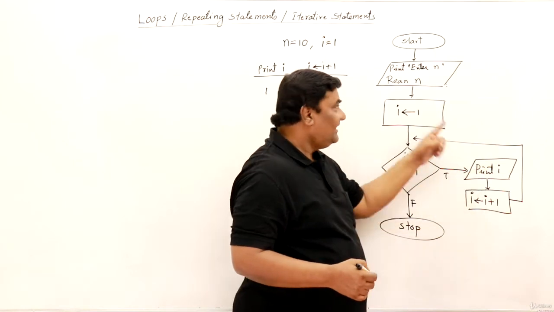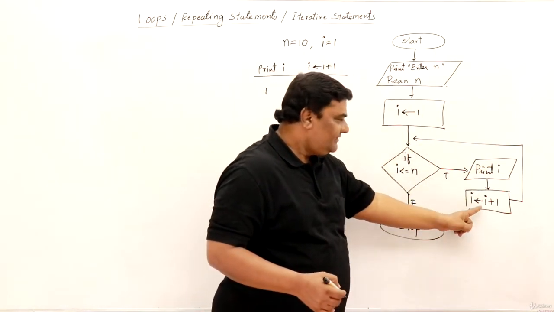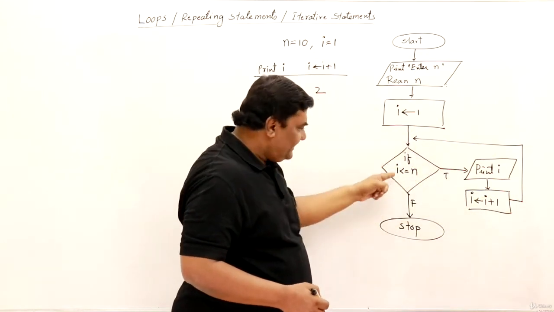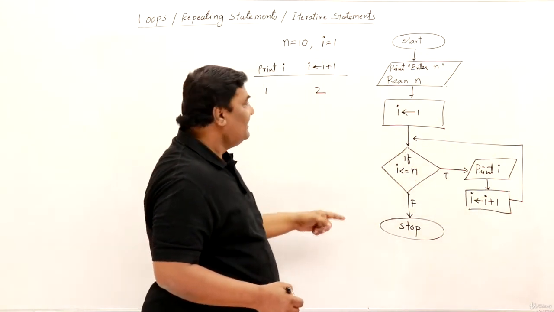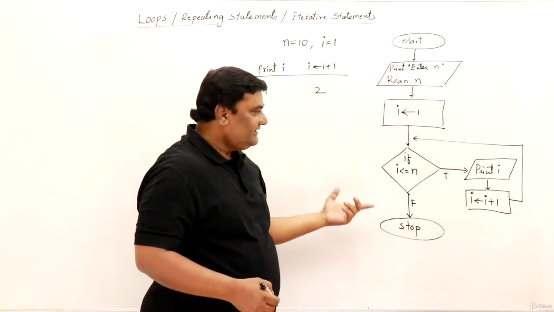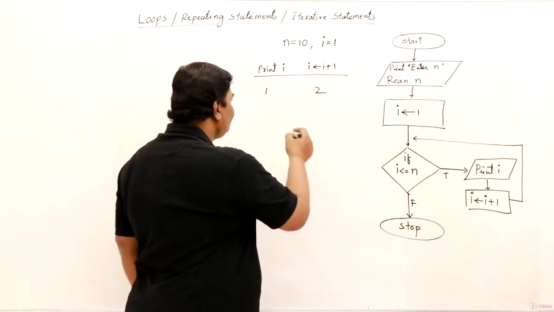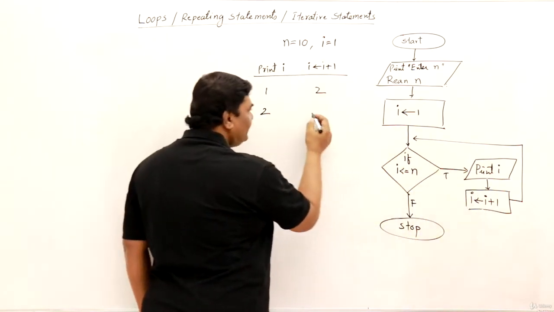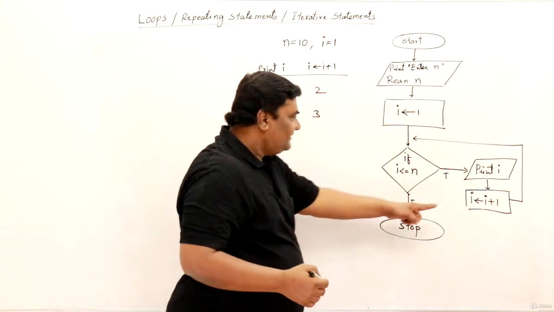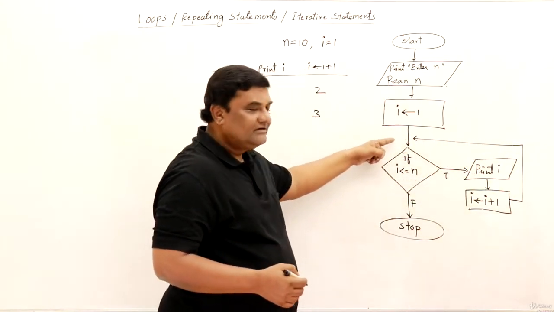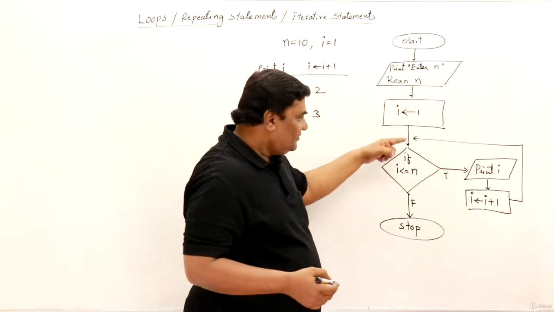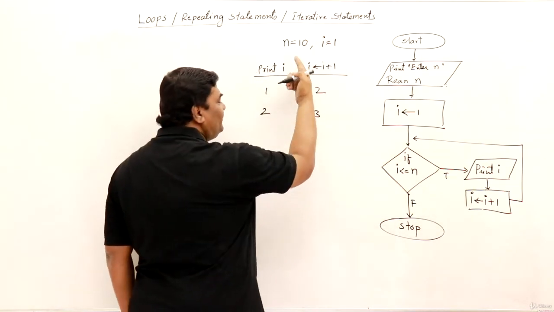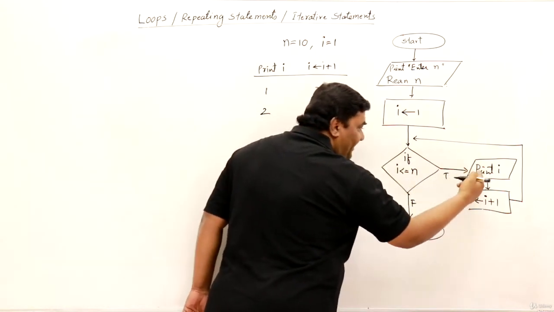Print i, which was 1 initially. Then increment i to the next number. Then continue. So again check the condition. Again check the condition: 2 is less than or equal to 10. Yes. So print and increment. So the next is print now 2. i is 2. Then after that increment, this becomes 3. Then again after this continue the loop, right? This is using while loop. So next again check the condition: i is less than or equal to n. So 3 is less than or equal to 10. Yes. So next step, print and increment.